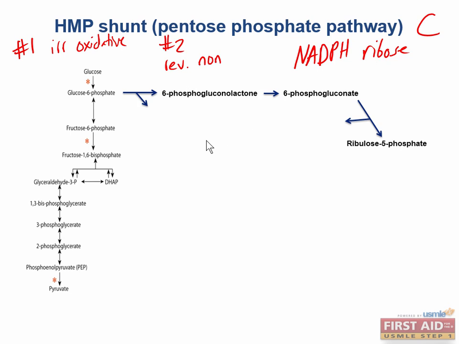So in the irreversible oxidative phase, the part that we'll be talking about first, the first molecule of NADPH is produced by the enzyme G6PD, or glucose 6-phosphate dehydrogenase. Then another molecule of NADPH will be produced later on. Do you remember what NADPH is used for within the body?